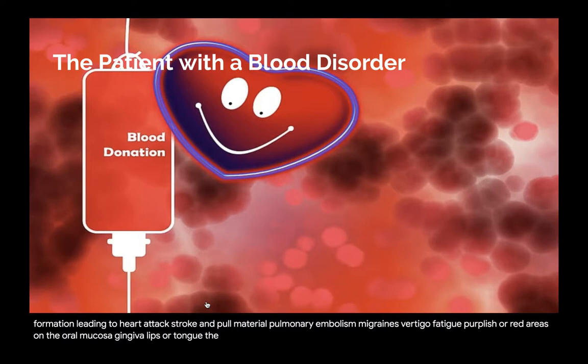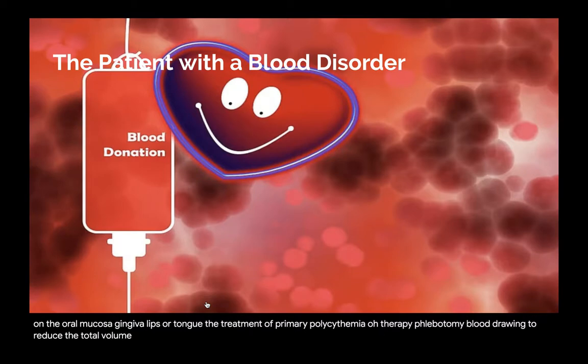The treatment of primary polycythemia: chemotherapy, phlebotomy, blood drawing to reduce the total volume, particularly the red volume of the blood, low dose aspirin, less than 100 mg daily, as an antiplatelet.